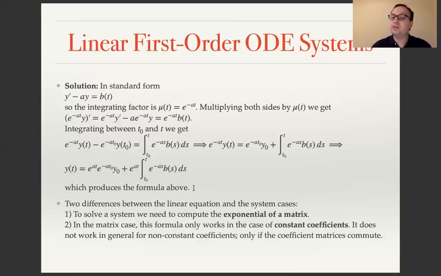So pretty much the same proof should work in the matrix case if the matrix exponential has similar properties to the exponential of a real number, which is what we use here. So e to the minus at. So if the exponential of a matrix works in the same way, then the same proof would lead to the same formula.